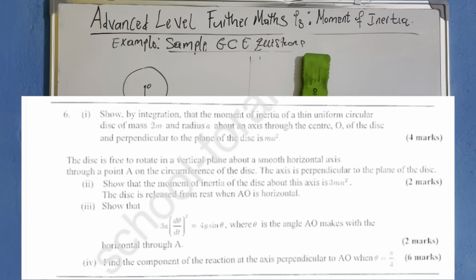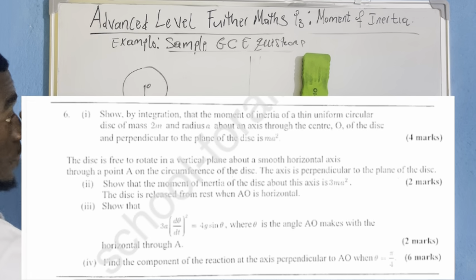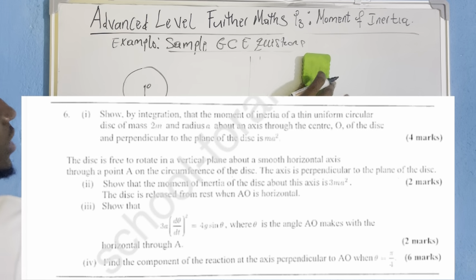Show that, now they are saying that the disc is released from rest when AO is horizontal. It means that what? When AO is horizontal, so I will draw another diagram here.